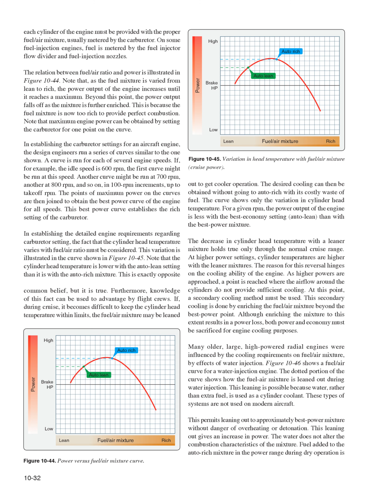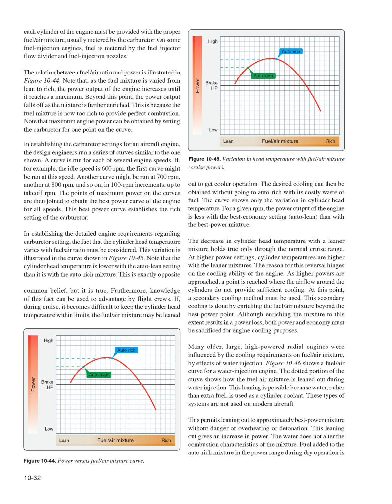In establishing the carburetor settings for an aircraft engine, the design engineers run a series of curves similar to the one shown. A curve is run for each of several engine speeds. If, for example, the idle speed is 600 revolutions per minute, the first curve might be run at this speed. Another curve might be run at 700 revolutions per minute, another at 800 revolutions per minute, and so on, in 100 revolution per minute increments, up to takeoff RPM. The points of maximum power on the curves are then joined to obtain the best power curve of the engine for all speeds. This best power curve establishes the rich setting of the carburetor.